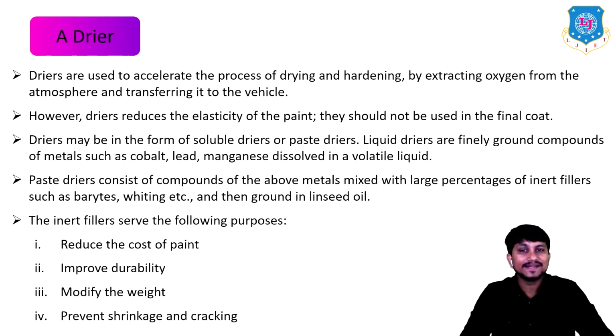Next is a dryer. Dryers are used to accelerate the process of drying and hardening by extracting oxygen from the atmosphere and transferring it to the vehicle. However, dryers reduce the elasticity of the paint. They should not be used in the final coat. These dryers may be in the form of liquid dryers or paste dryers. Liquid dryers are finely ground compounds of metals such as cobalt, lead, manganese, dissolved in a volatile liquid. Paste dryers consist of compounds of the above metals mixed with large percentages of inert fillers such as barytes, whiting, etc.